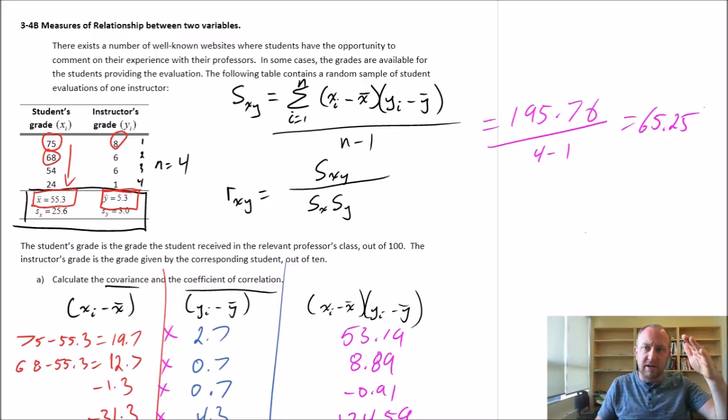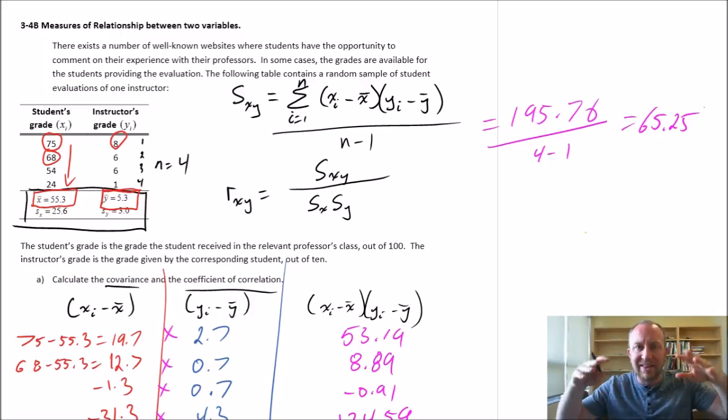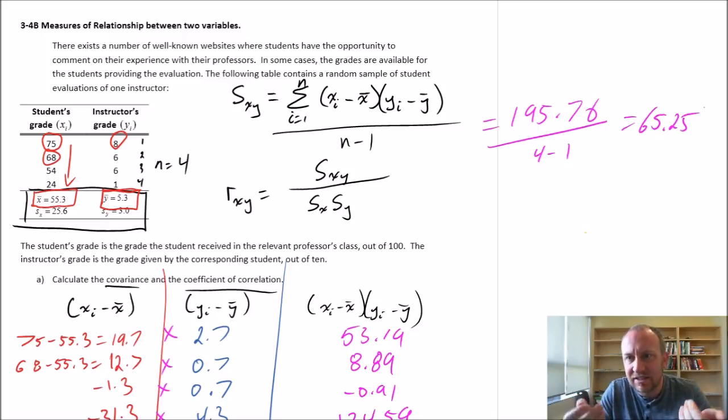As the student's grade goes up, that correlates with a higher grade that they give their instructor. What is the strength of that? Well, 65.25, it's not 0. If it were 0, there'd be no relationship. If it were negative, it'd be a negative relationship. So covariance is a measure of the relationship of these two variables, but its interpretation is a little bit tricky because it can really take on any value whatsoever.